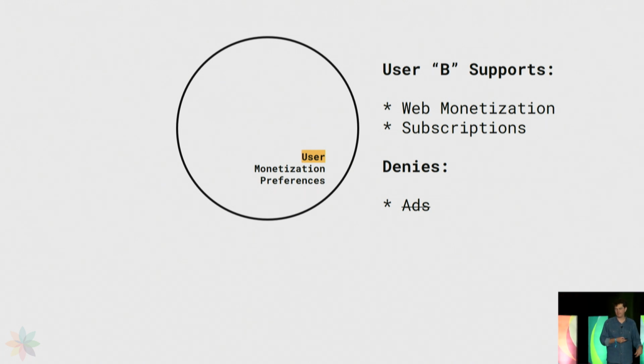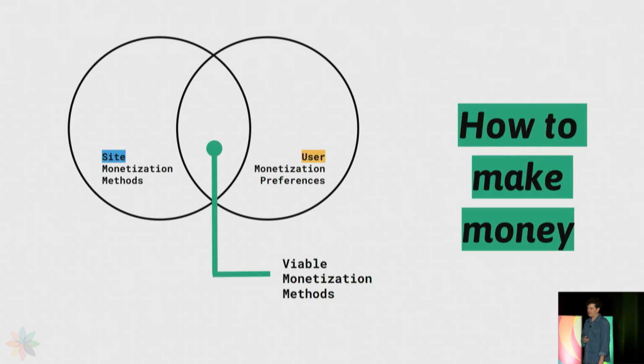So they like web monetization. They like subscriptions. They hate ads. What Monet helps to do is to find out how to make money with viable monetization options. And figuring that out is actually the first step in finding a way to monetize your site, even for small sites.